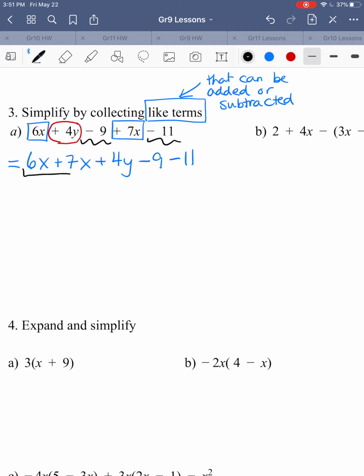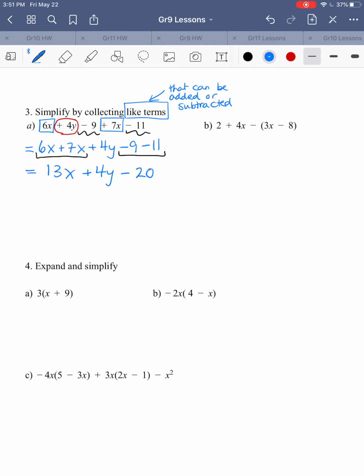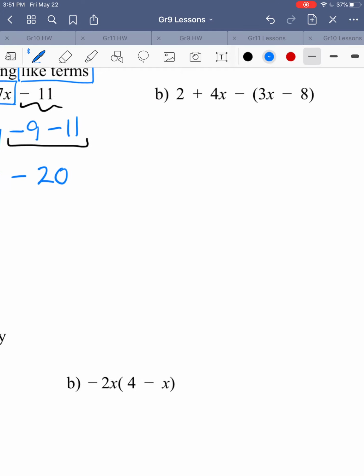Okay, so now we can add or subtract our like terms. So we have 6x plus 7x, that gives us 13x. We just have 4y by itself here, and then we have negative 9 minus 11, which gives us minus 20. Okay, and we're all done. That's it. We can't go any further. Let's try our next one.